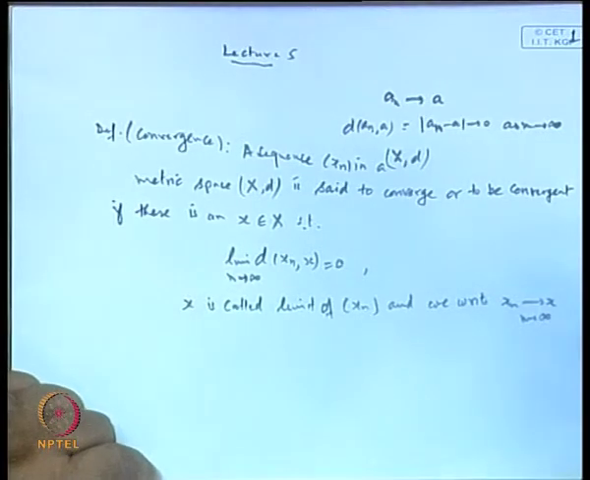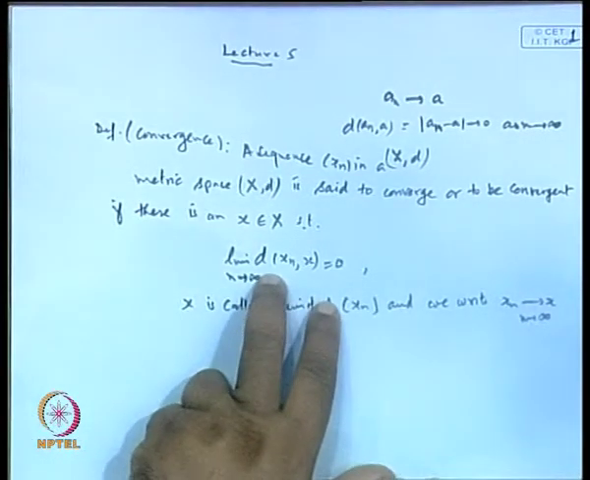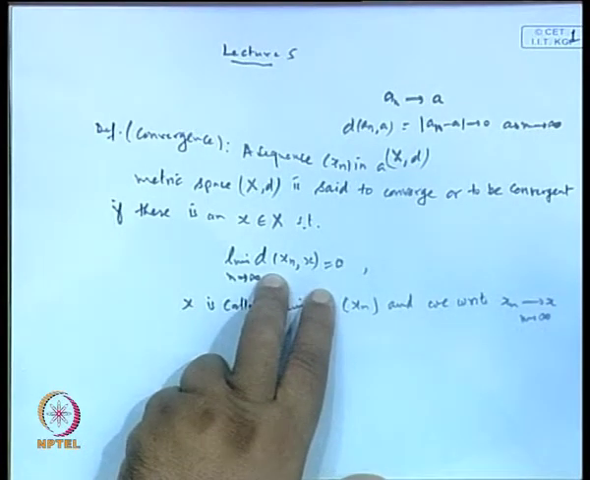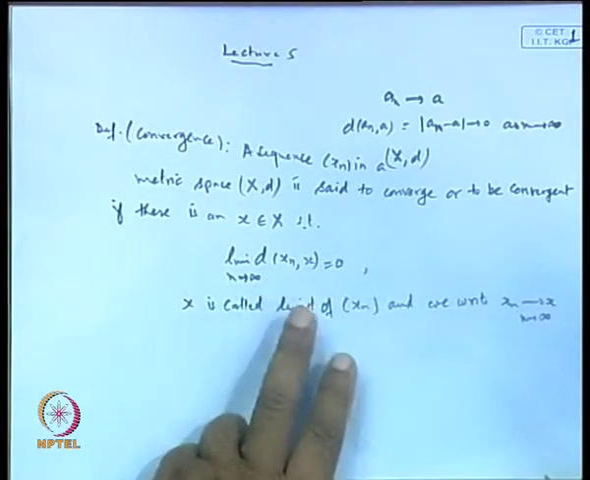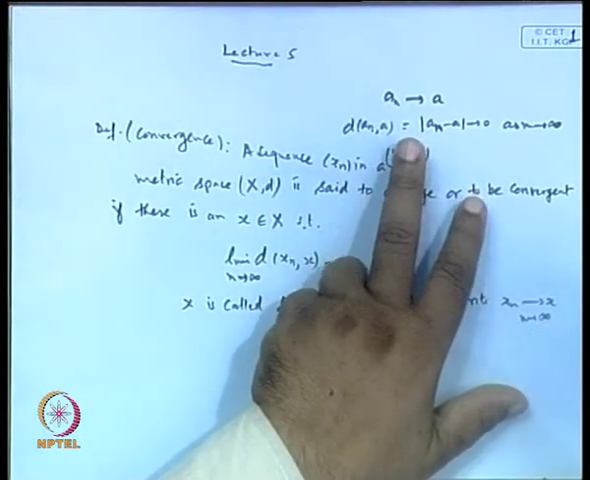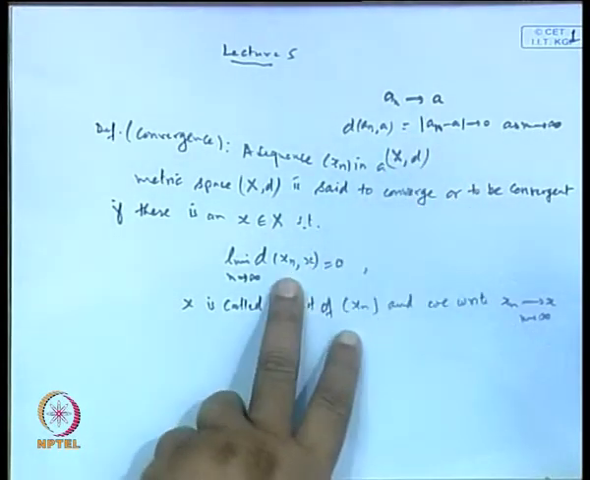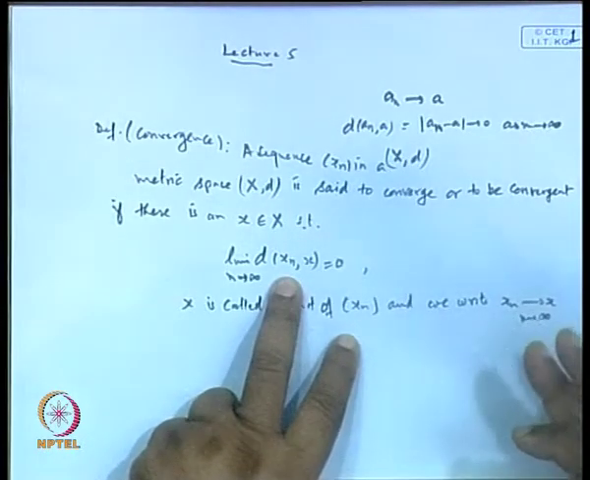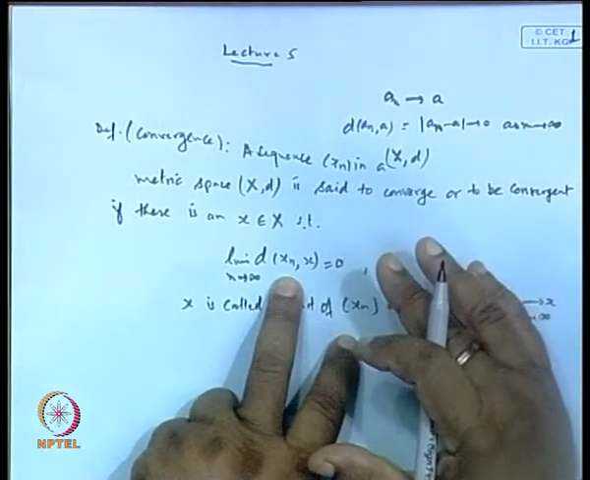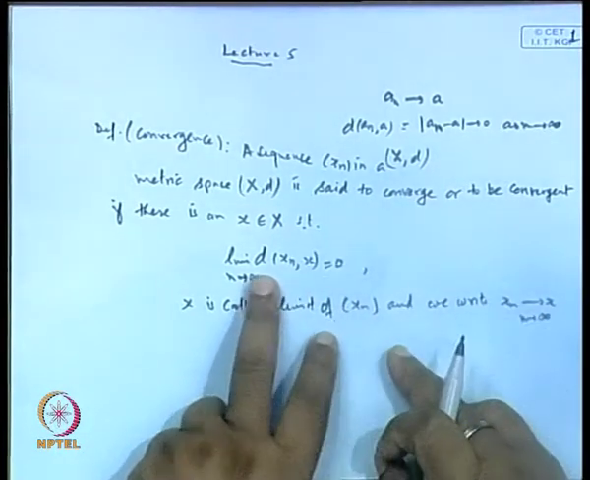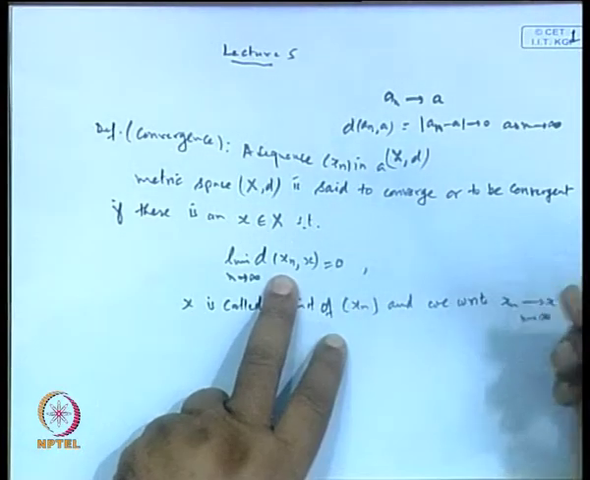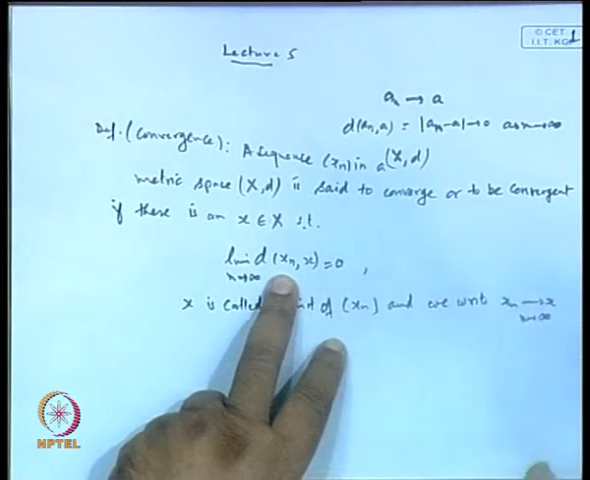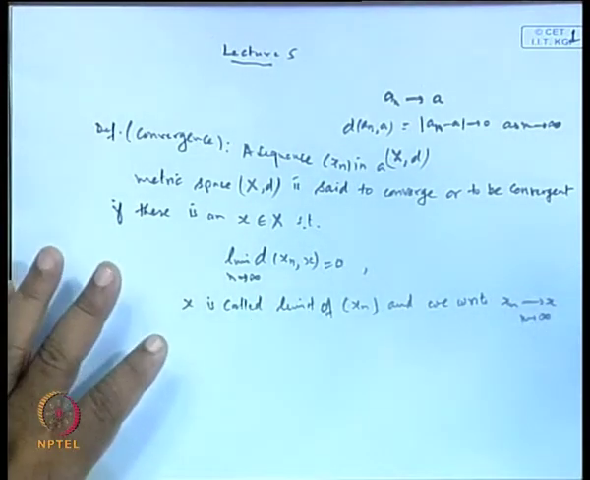Now, if we look at this, what is d of x n, x? It is basically a real number, a sequence of real numbers. So, the concept of a sequence of real numbers, the same concept is applied here. We are converting the sequence of points x n, which goes to x, into a sequence of real numbers, and then applying the same definition of convergence of real or complex numbers.